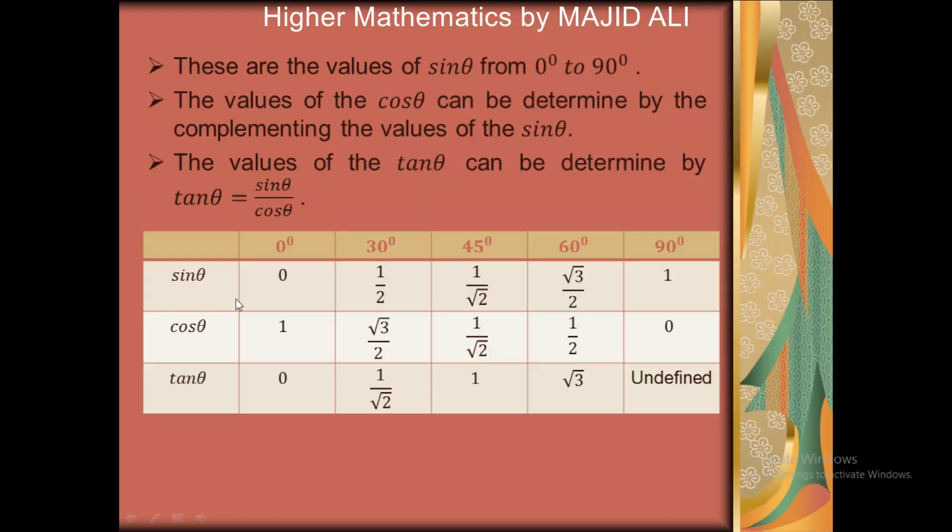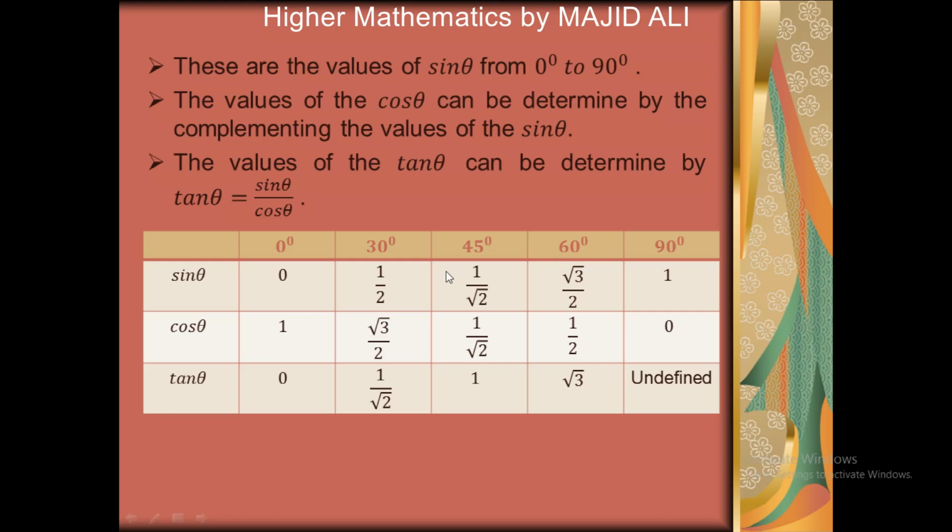As here you can see the values that we obtained are written here. First is 0 for 0 degree, 1 over 2 for 30 degree, 1 over square root 2 for 45 degree, square root 3 over 2 for 60 degree, and 1 for 90 degree. All these values are only for sine theta. So how will we obtain the value of cos? By complementing the value of sine. Sine is 1 at 90 degrees, so cos is 0.